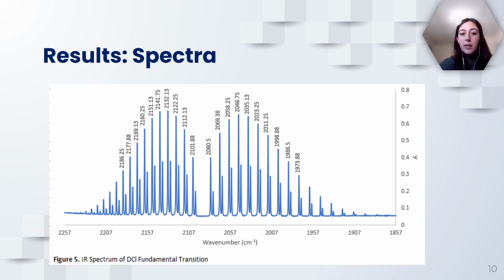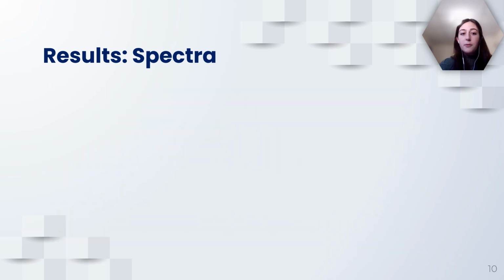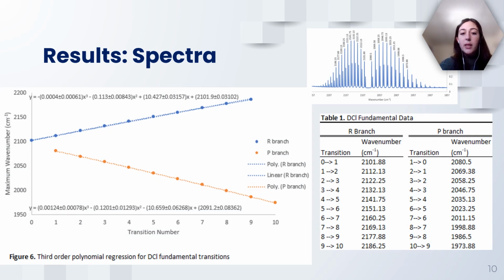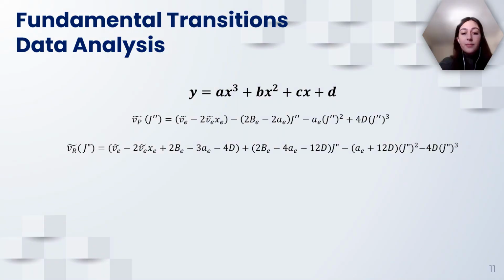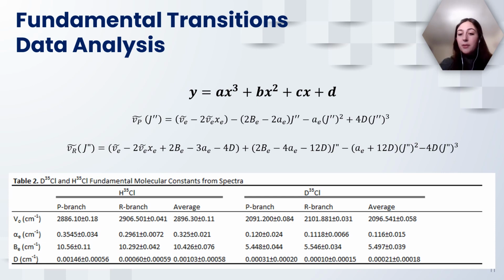So, once we identified the wave number at each of the larger peaks positions, we did a plot of transition number and wave number with a polynomial regression, which is shown below. The polynomial regressions returned equations in the form shown in bold. These coefficients could then be plugged in to solve for the variables in the energy equations for the P and the R branch shown below. Here's a list of some of these values that we found.